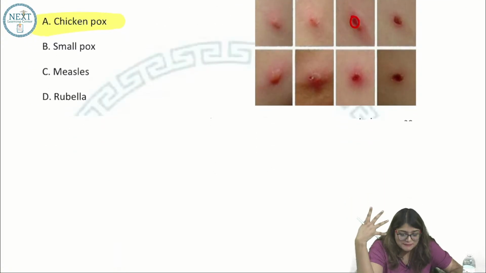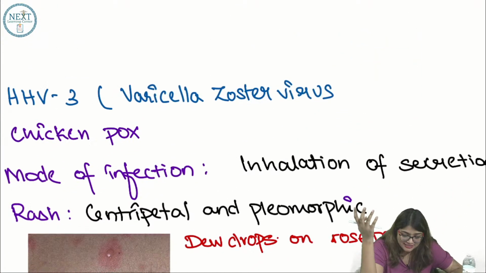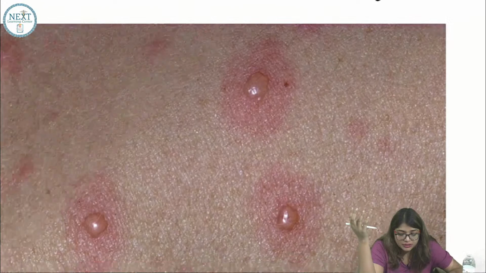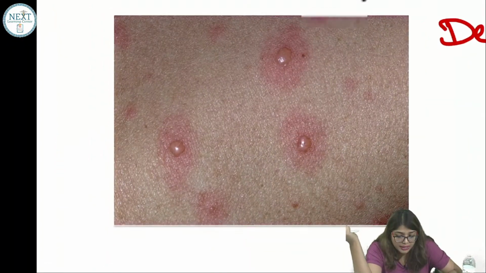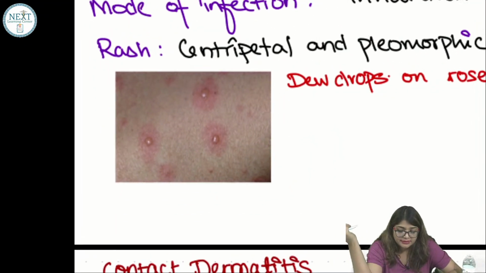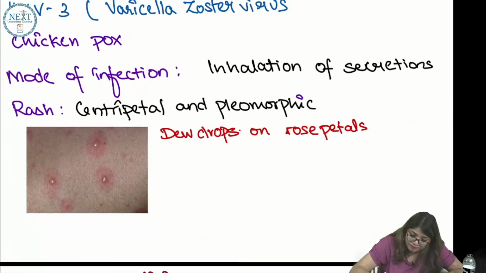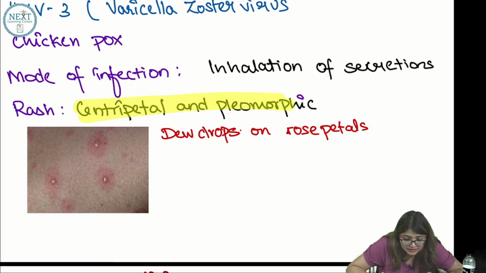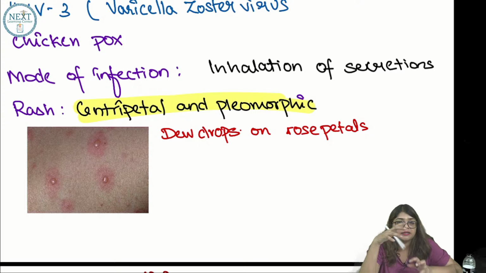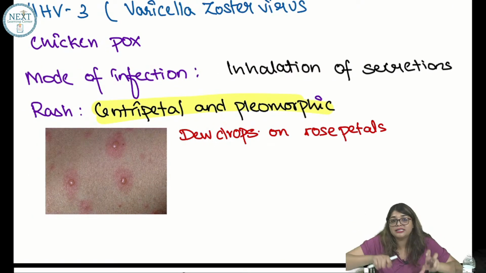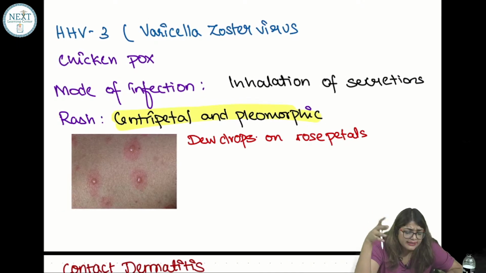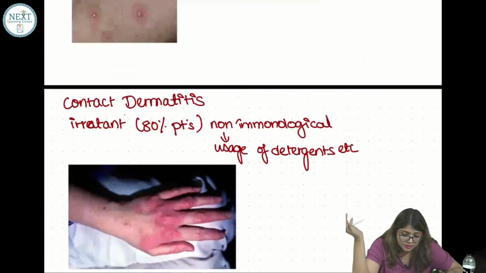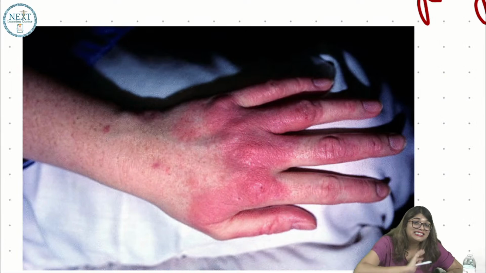Yes, it is chickenpox, and the appearance you see is the dewdrop appearance. Dewdrop on rose petals, right? How are the rashes? It is centripetal and pleomorphic. They are different sizes, right? And it is caused due to varicella zoster. Then this one, this is the last image. This is your contact dermatitis.